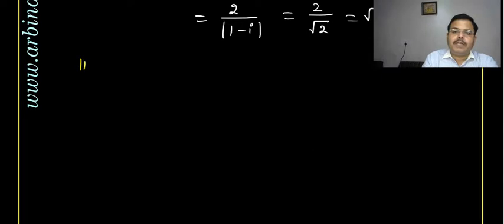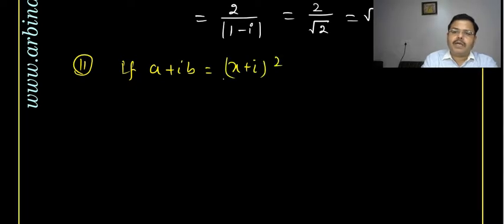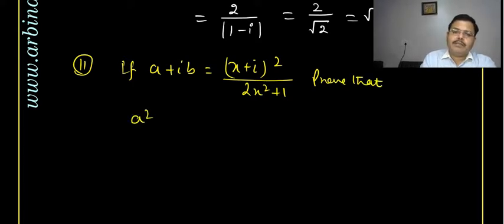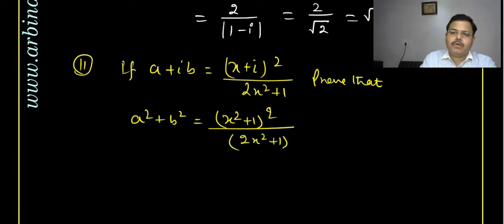There is one more question, 11, I'm going to click on. Question number 11 is: if a + ib = (x + i)² / (2x² + 1), prove that a² + b² = (x² + 1)² / (2x² + 1)². That you need to prove.